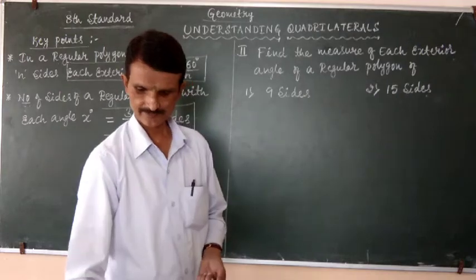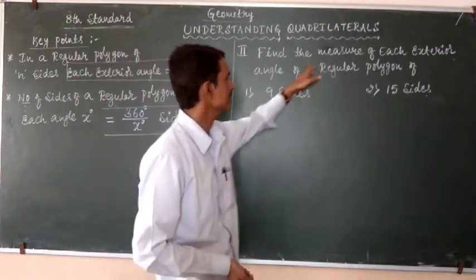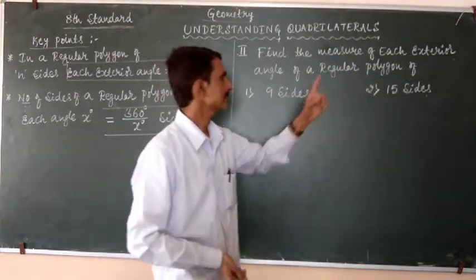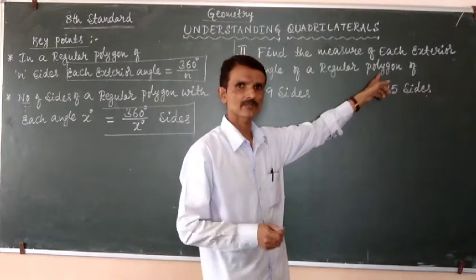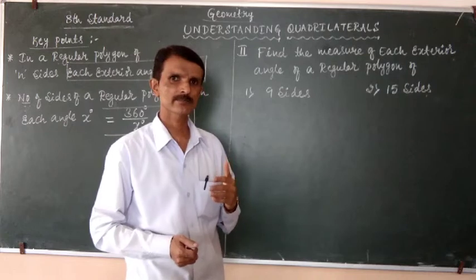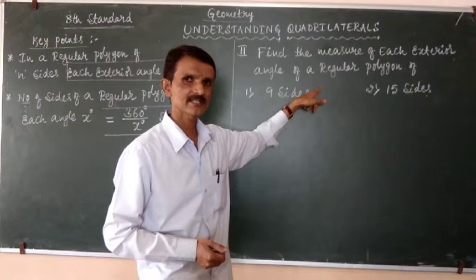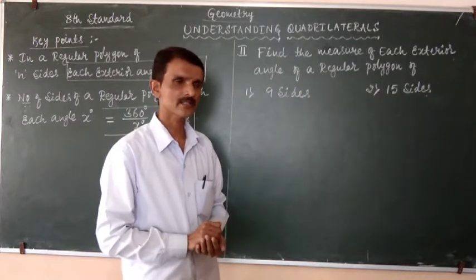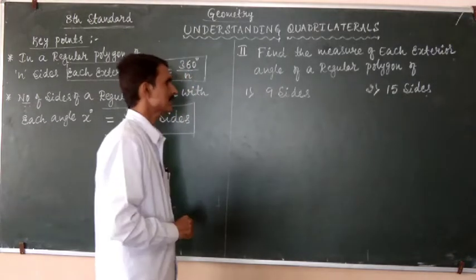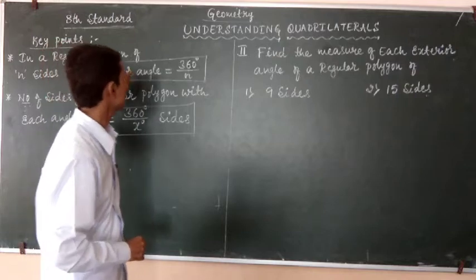Students, observe here in this problem we are going to calculate the measure of each exterior angle of a regular polygon, not for all polygons, only regular polygons. Regular polygon means a polygon having all sides equal and all angles equal. It is called a regular polygon. So now we are going to use the given formula here.